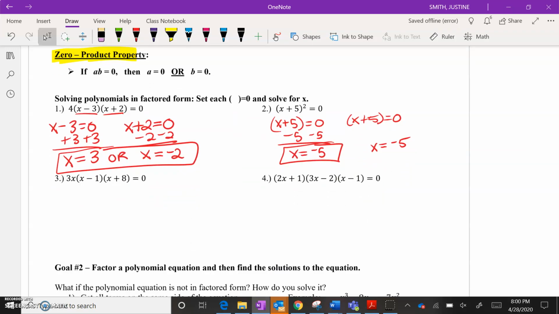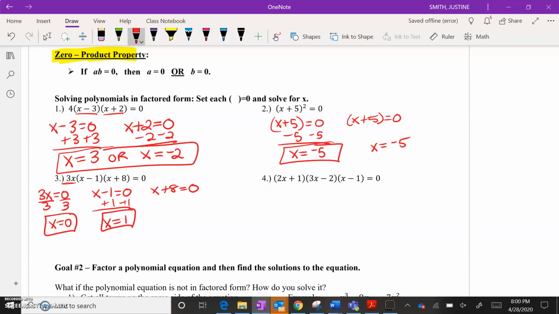Okay. Number 3, you want to put anything that has an x with it set equal to 0. So see how in number 1 we didn't put like 4 equals 0 because we wouldn't be solving for anything. But in number 3, you would want to do 3x equals 0, x minus 1 equals 0, and x plus 8 is equal to 0. And then here we would get x is equal to 0. Here we would get x is equal to 1. And finally, we would get x is equal to negative 8.